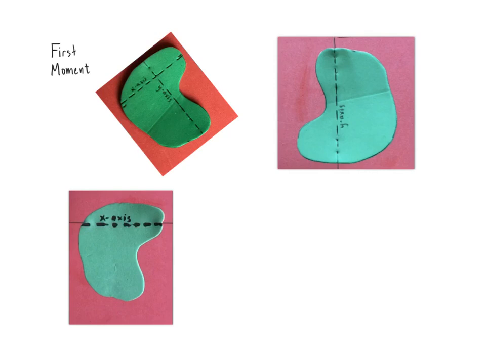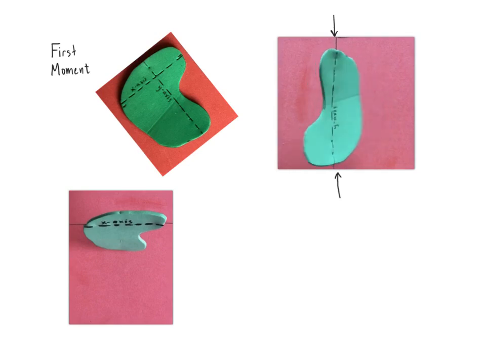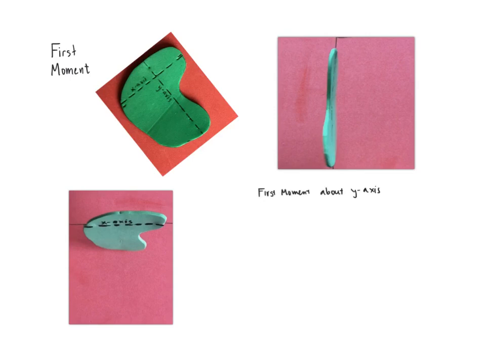First, let's see how this object would react to gravity if the object were fixed in place along the x-axis. And then we do the same thing, but fix the object along the y-axis. These videos give us a sense of the tendency of the plate to rotate about a given axis. The first moment about the y-axis is computed with the double integral of x times the density at the point (x, y) over the area of the region.